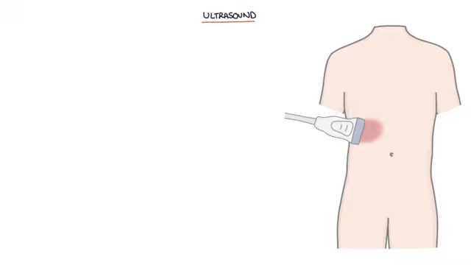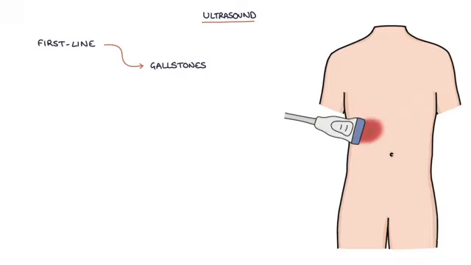Let's talk about the use of ultrasound. An ultrasound scan is a useful first-line investigation for symptoms of gallstone disease, for example, abdominal pain, right upper quadrant pain, and jaundice. An ultrasound scan is the most sensitive initial imaging test for gallstones. CT scans are not good at identifying gallstones or biliary disease.